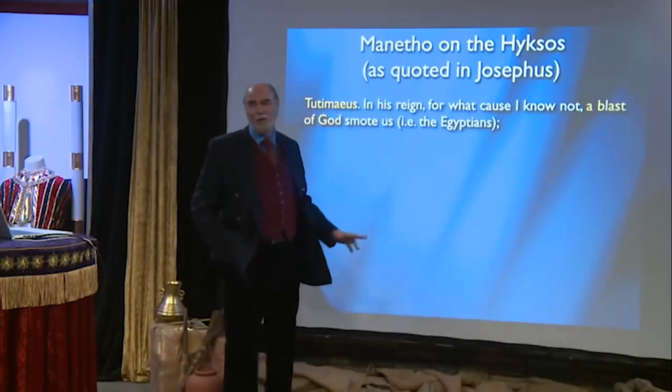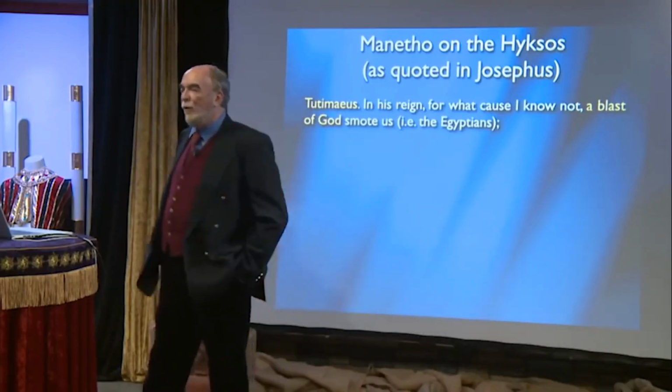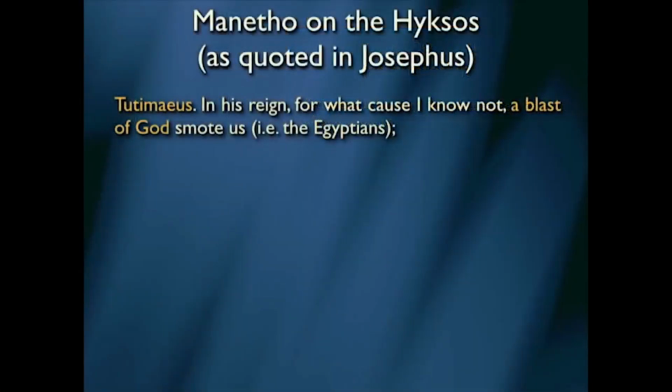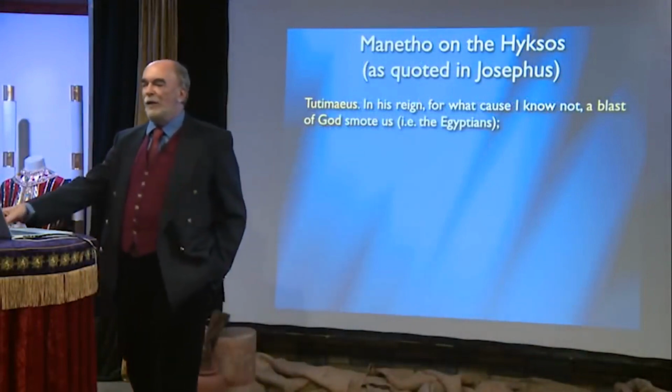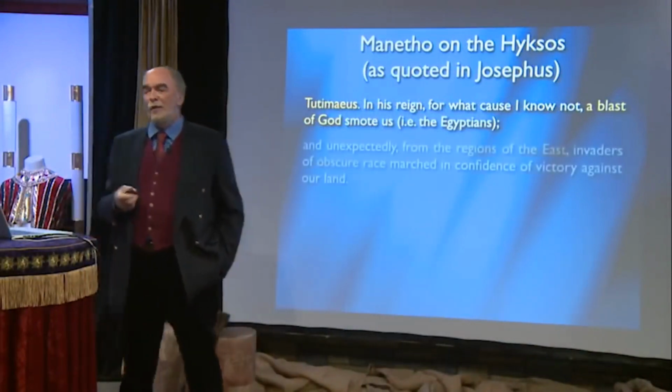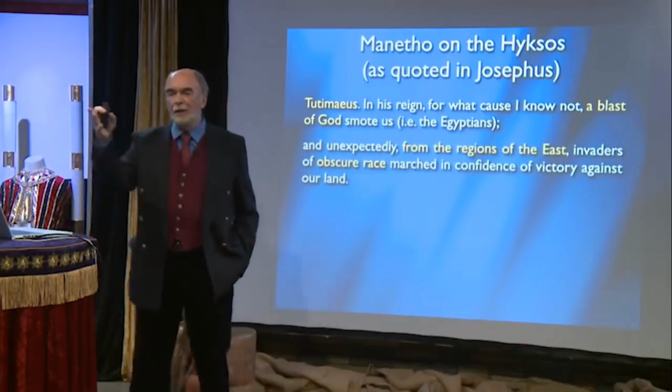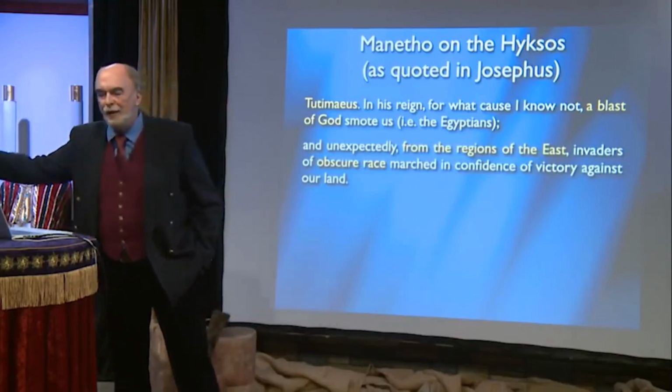Ptolemaios is Dudimose. In his reign, for what cause I know not, a blast of God smote us. And God here is in the singular. You would expect an Egyptian to be writing, and the gods smote us. But he doesn't. He refers to one God smiting the Egyptians. And he continues, and kai in Greek, which means what follows on from God smiting.